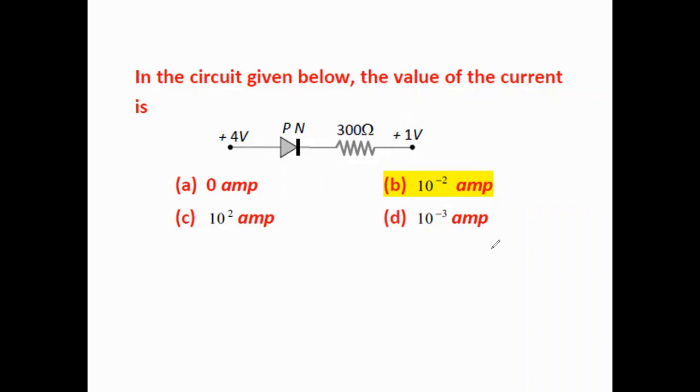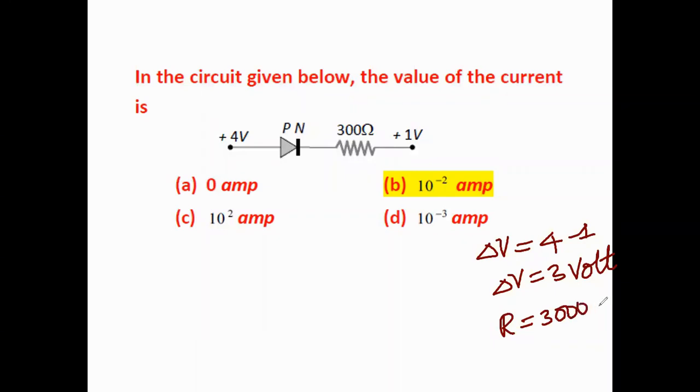What is the potential difference between these two? Delta V is equal to 4 minus 1, so delta V is equal to 3 volts. The potential difference is taken as 3 volts, and the resistance connected is taken as 300 ohms. Therefore, V is equal to I R, then I is equal to V divided by R. Since this potential difference is there, I have written delta V.